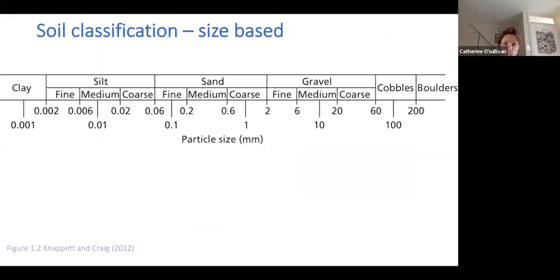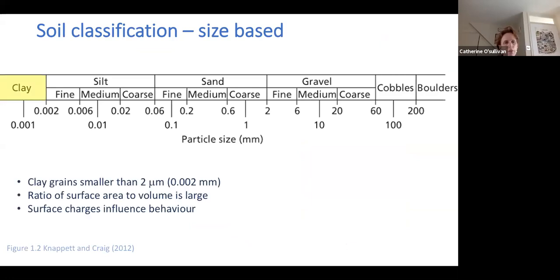And what we do when we look at the soil is we decide what the soil type is based on the particle size. So if we look at clay, what we would define as a clay is a material where the grains are smaller than about 2 microns. And I should say as well that we're not looking at organic soil, we're looking at geological materials. So when we're looking at materials that are that small, obviously the ratio of the surface area to the volume is large and the surface charge has a big influence on behavior.